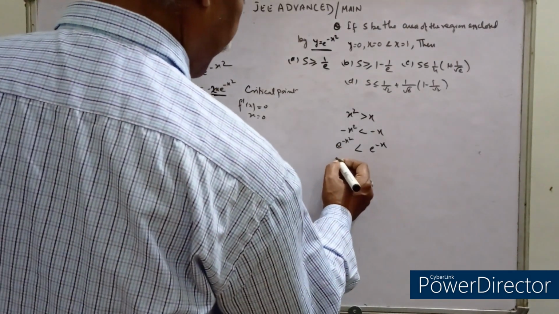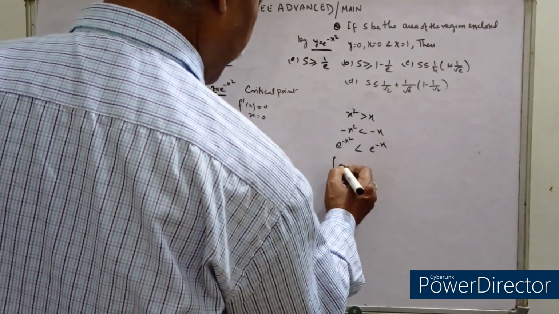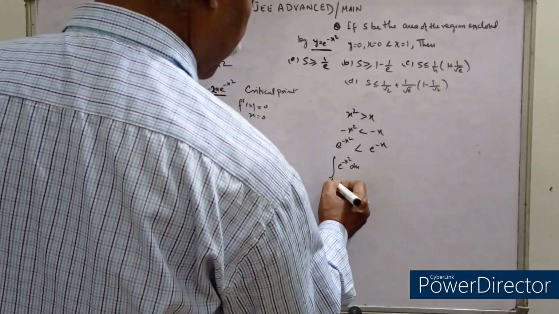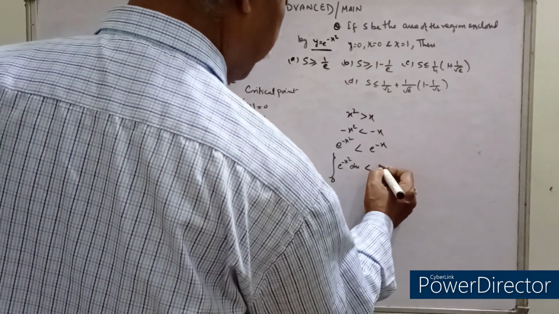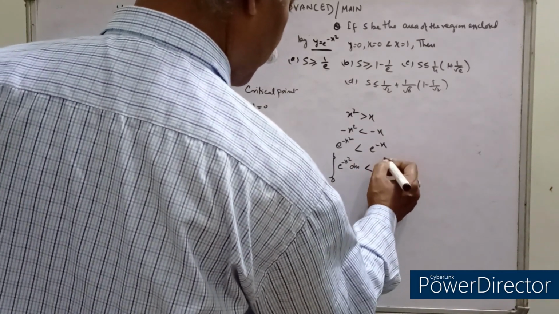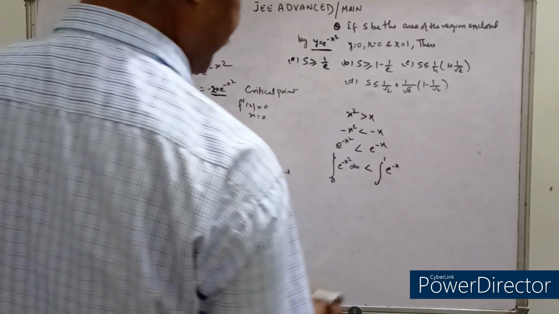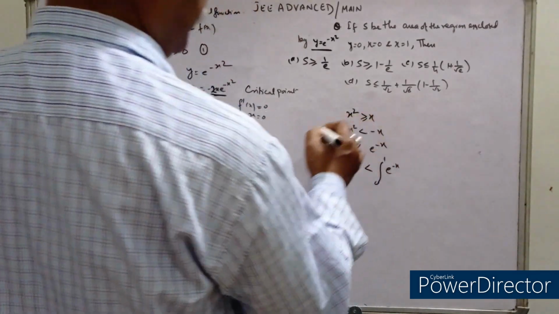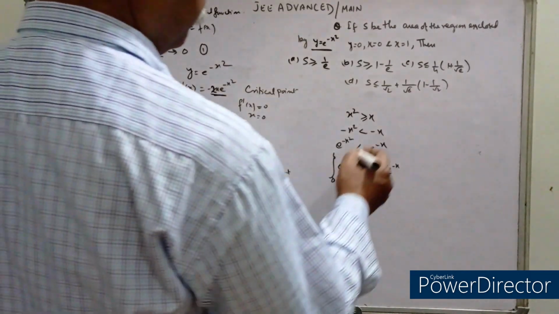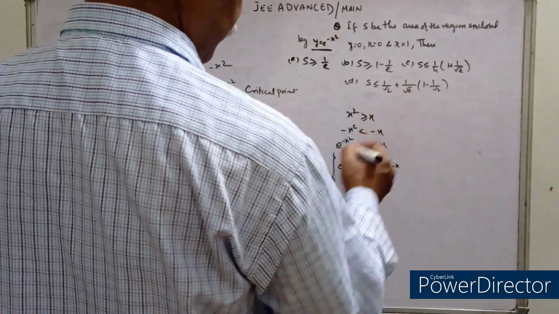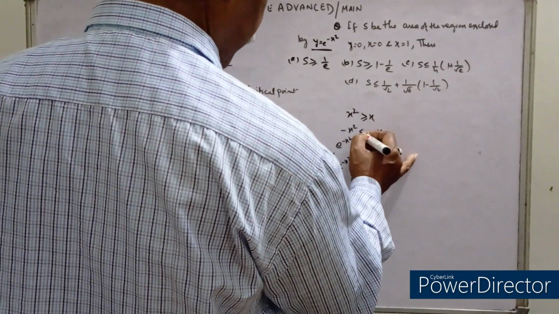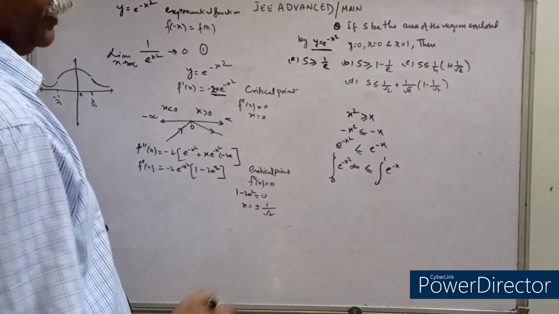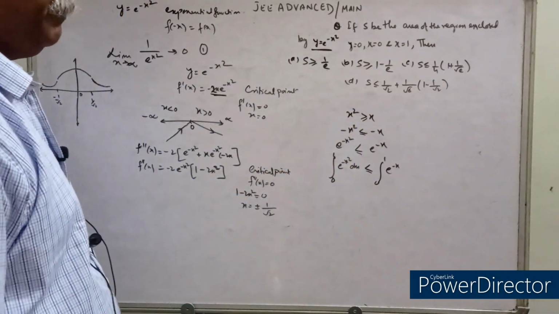So here you see the integral of e to the power of minus x square dx from 0 to 1 will be less than the integral from 0 to 1 of e to the power of minus x. Let us do this: x square is greater than or equal to x. So if it is 0, then it will be less than or equal to, because at 0 the two values are the same.